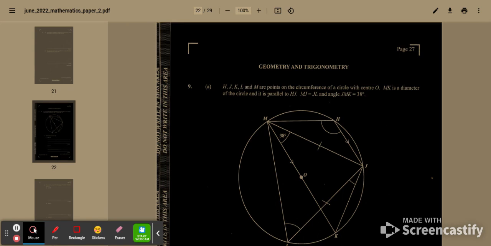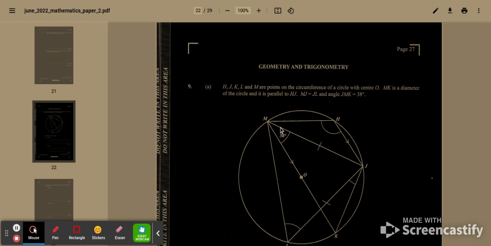So it reads, H, J, K, and L along with M are points on the circumference of a circle with center O. MK is a diameter of the circle, as you see here, and is parallel to HJ, right? As you see right here. And it says MJ is equal to JL, and angle JMK is equal to 38 degrees.